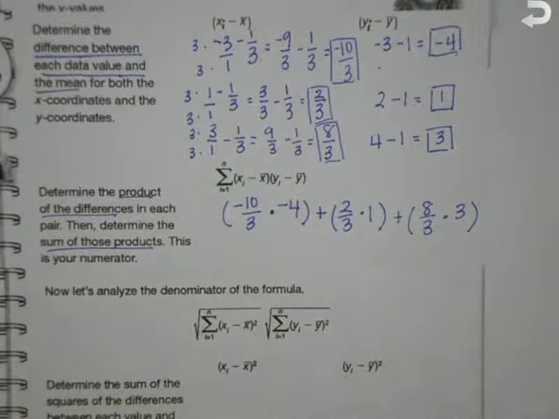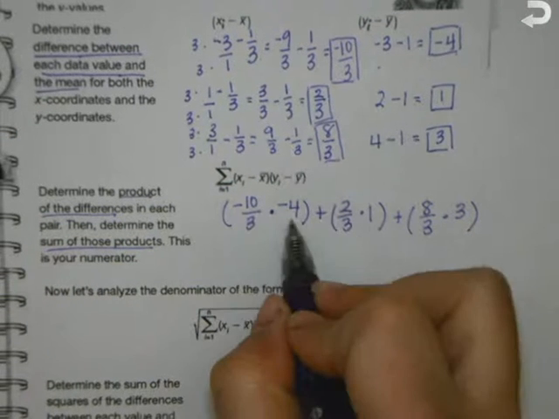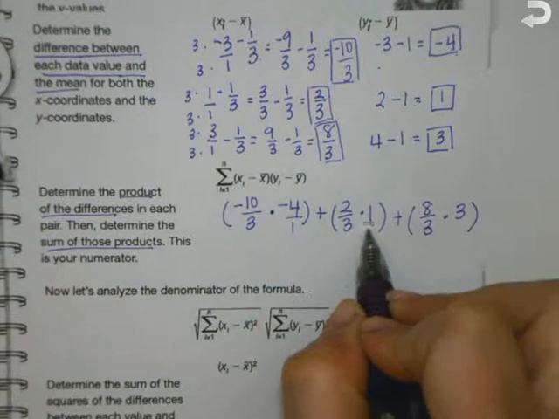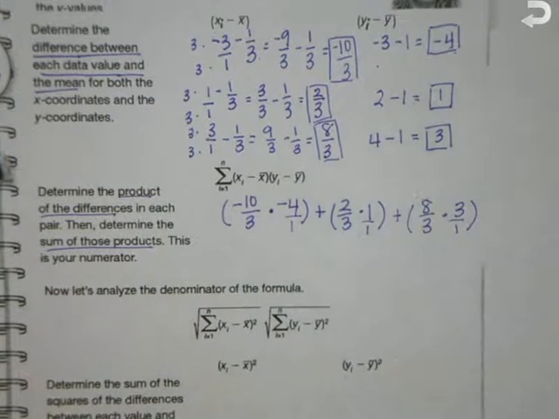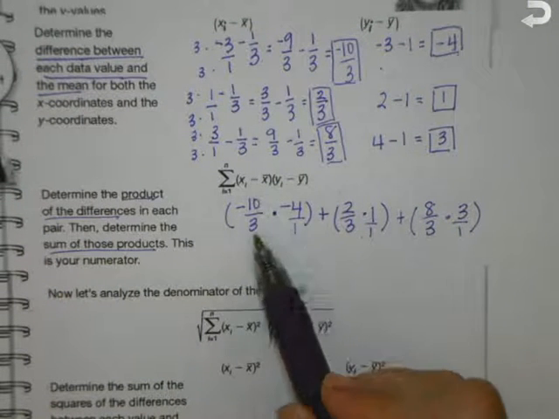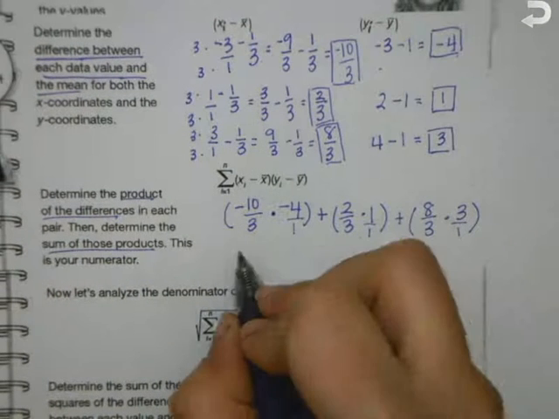So let's multiply all of these together. These are all, does everybody agree, negative 4 over 1, 1 over 1, and 3 over 1? Okay. So when we multiply them together, negative 10 over 3 times negative 4 over 3, what's that going to give me?